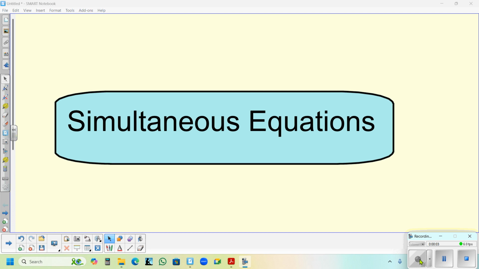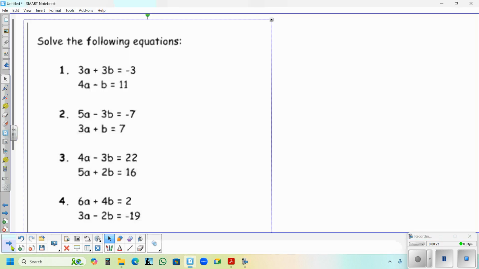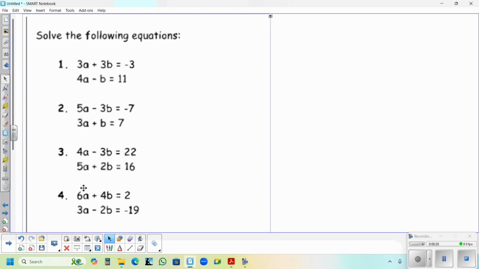Now we're going to look at solving simultaneous equations. Simultaneous equations basically are a pair of equations with two unknowns, x and y, a and b, p and q, and you've got to solve them simultaneously, at the same time, to find the answer to x and y, or p and q, or a and b, etc. Now, there are two examples there of simultaneous equations.